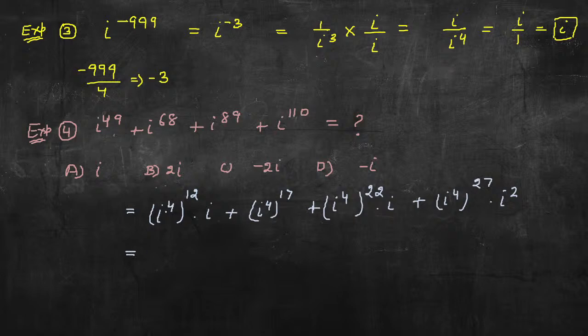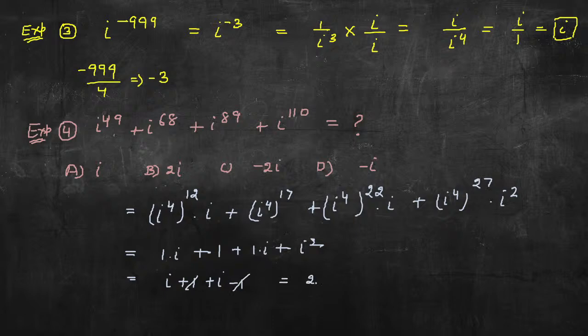See, my dear, iota raised to power 4 will become 1, so it will be removed. So 1 into iota plus 1 plus 1 into iota and plus iota square. Am I right here? So see, iota is there and plus 1 is there and plus iota is there, and iota square will become minus 1. So minus 1 plus 1 will cancel. The answer will be 2 of iota. So option B is the right answer for your question.